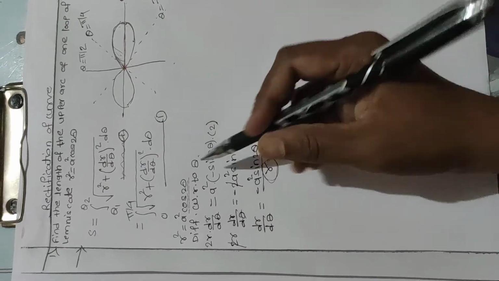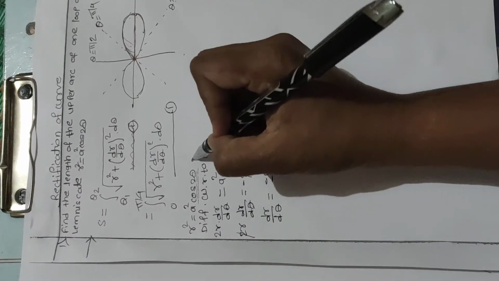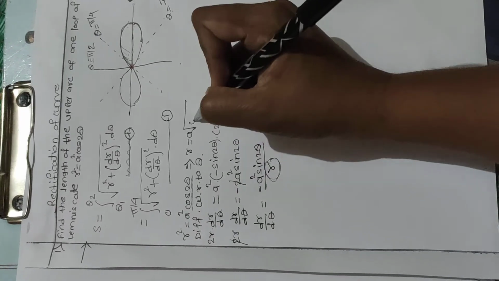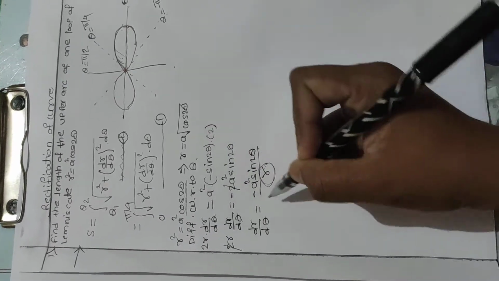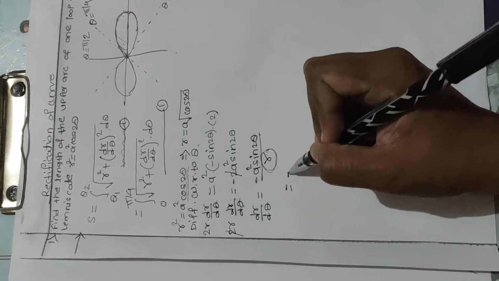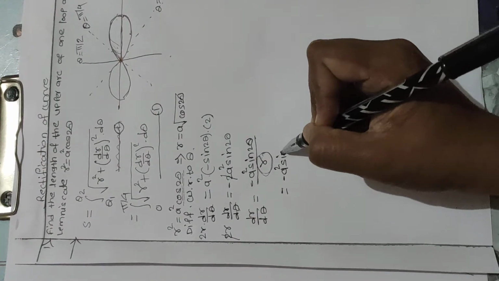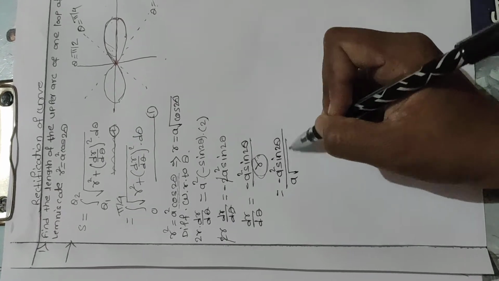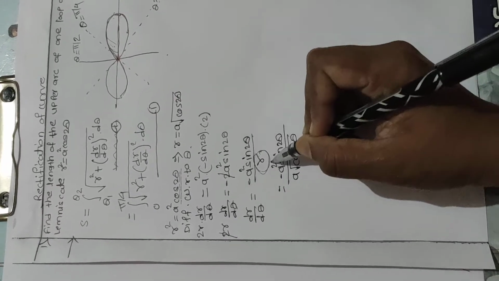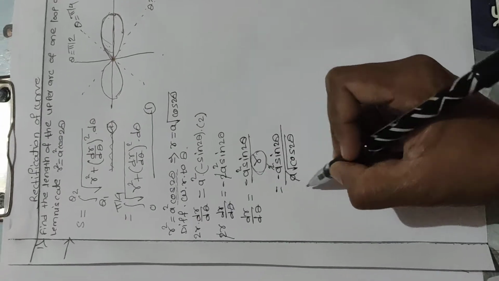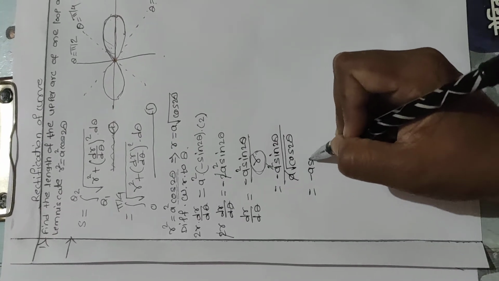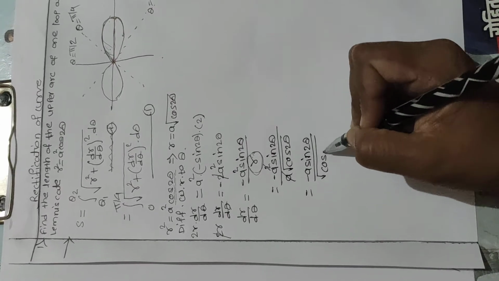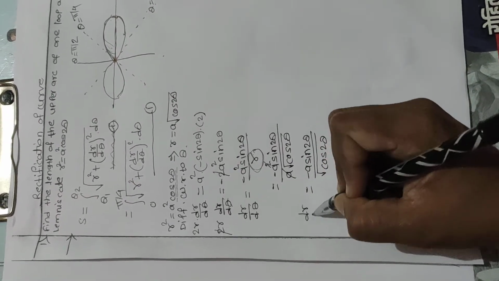So what is r? See, r square equal to a square cos 2 theta, that means the value of r is a into square root of cos 2 theta. Put this value here, so it can be written as minus a square sine 2 theta divided by a into root cos 2 theta. So one a gets cancelled, and the remaining term is minus a sine 2 theta divided by root cos 2 theta. So this is the value of dr by d theta.